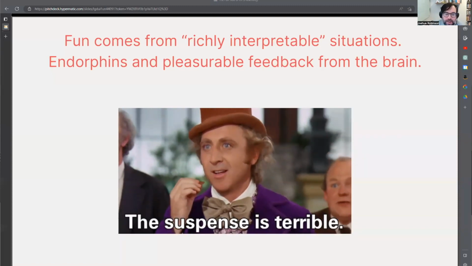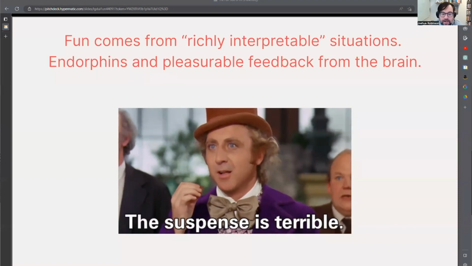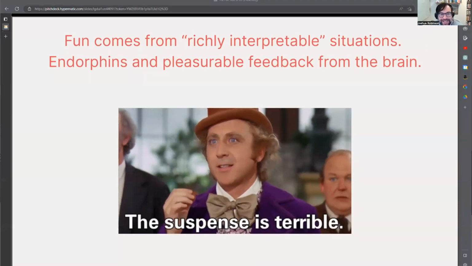And I love this Willy Wonka quote, "The suspense is terrible. I hope it will last," right?